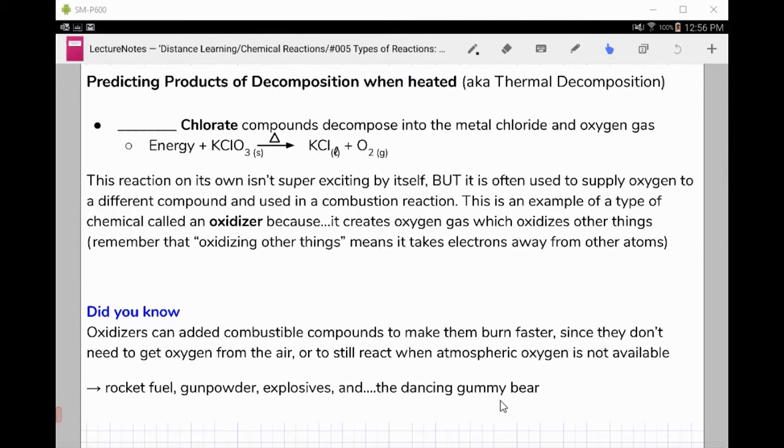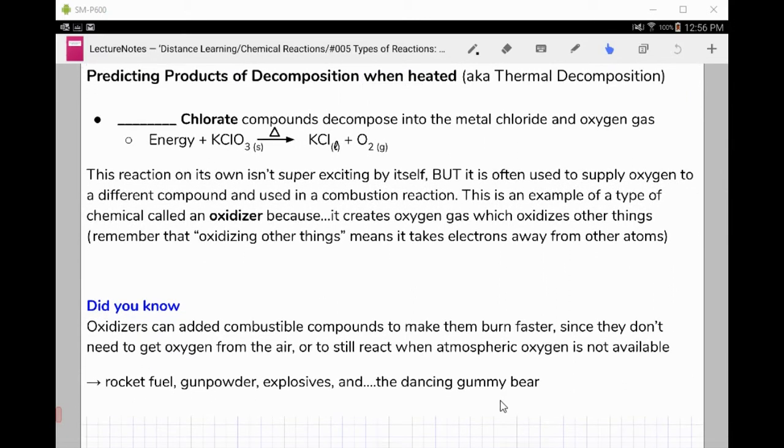Other thermal decomposition reactions would be chlorates. For example, in this one we use potassium chlorate. When it's heated up, it decomposes into the metal chloride, right? Because it no longer has carbon for the carbon dioxide here. But it turns into the chloride and it releases oxygen gas.